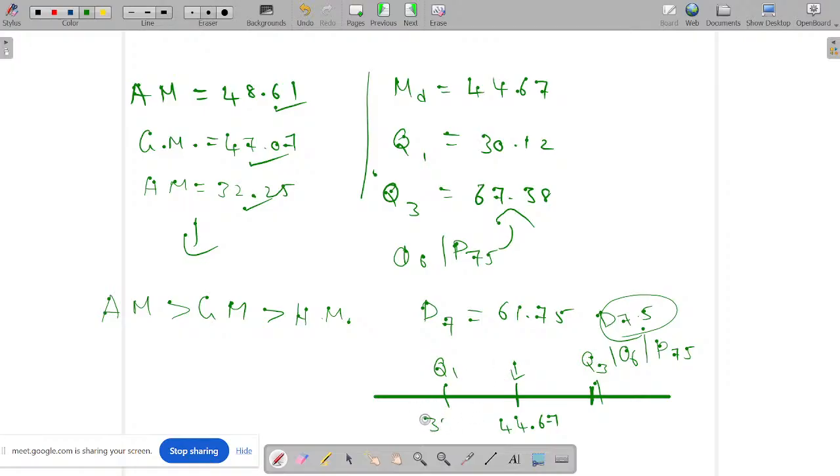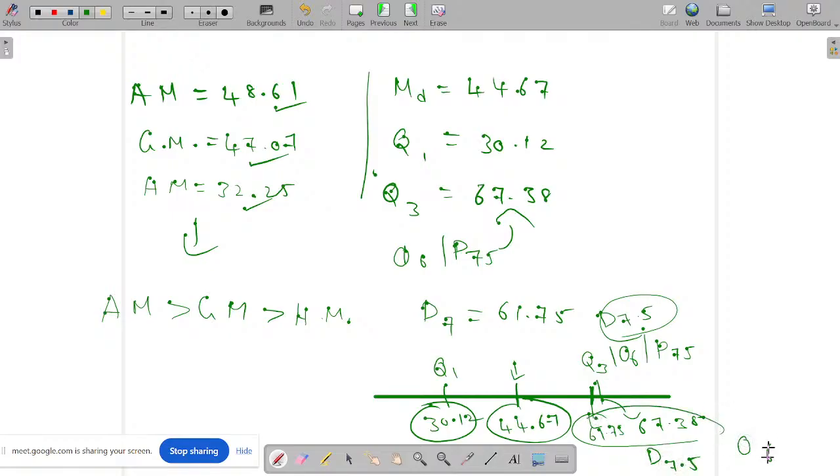And what's this value for? 30.12. See, this is lesser. And what is this value? Q3, 67.38. And what is D7? 61.75. Yes, there's a relationship between D7.5 and Q3. It will be lesser. We already discussed this. Okay. So this is done. What is mode? Yeah, mode 34.9.